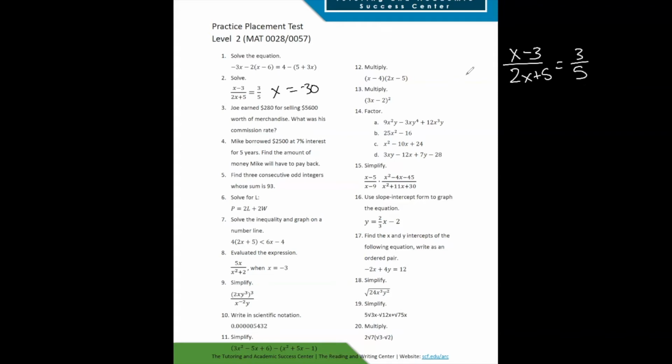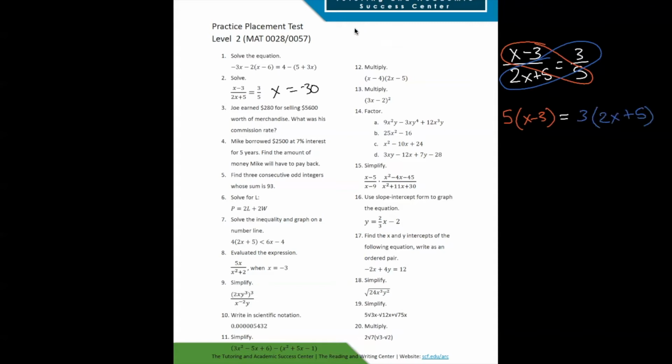I'm going to use the technique of cross multiplying. Some of you might refer to this as the butterfly method, but basically what I do is I take the upper left times the bottom right. Then I'm going to do the bottom left times the upper right. So when I multiply the red together, I'm going to have 5 times x minus 3. And that's going to be equal to the blue side, which is 3 times 2x plus 5.